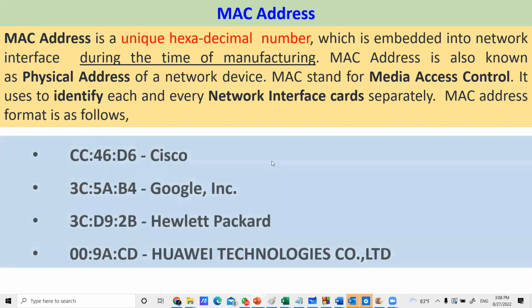The different companies use different formats of hexadecimal numbers. Right here, Cisco uses this type of number, CC:46:D6. This is a hexadecimal number. The Google Incorporation uses 3C5A B4. Then Hewlett Packard is another type of number. Then Huawei Technology is another. Like that, different companies, that means those manufacturing network interface cards, are using different MAC addresses.